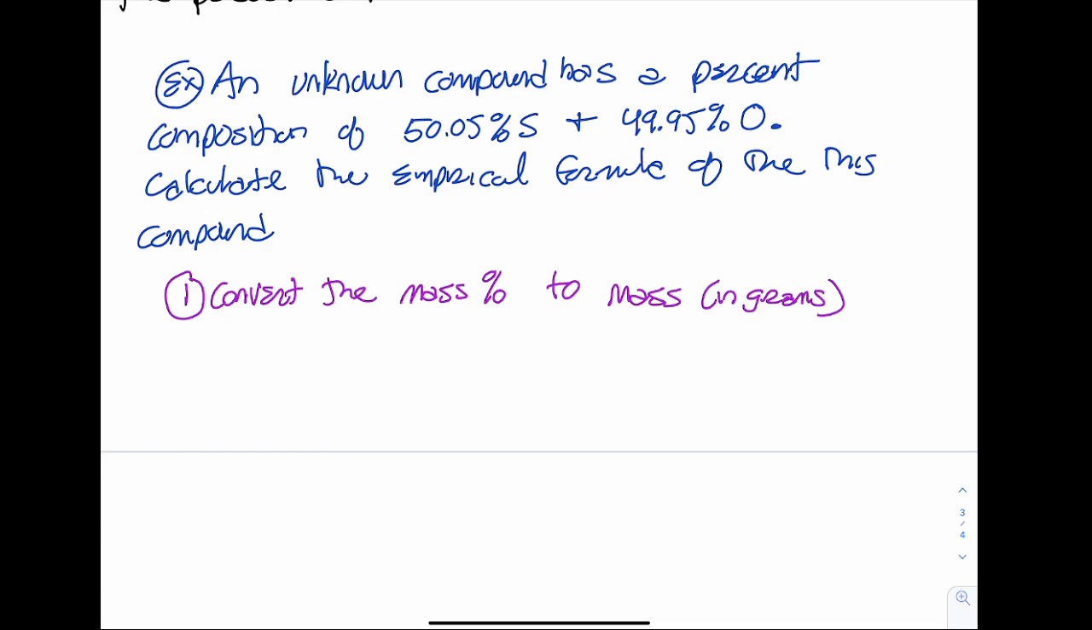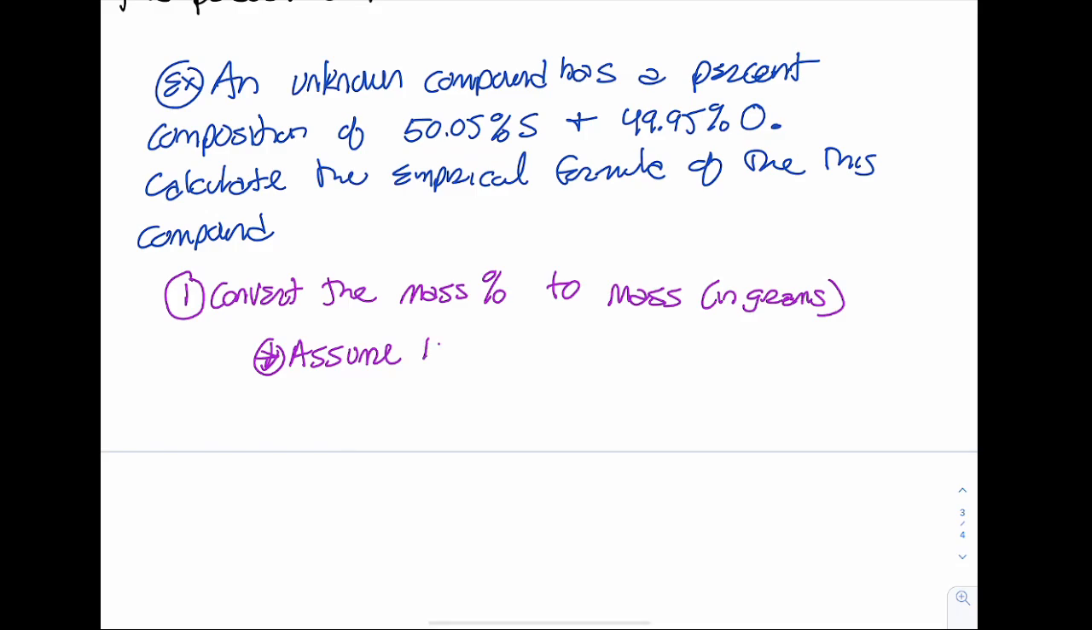If you want to assume a 1 gram sample, then you have 0.5005 grams of sulfur and 0.4995 grams of oxygen. If you want to assume 50 grams, then you have 25.025 grams of sulfur, right? Half of that. However you want to do it is fine, the easiest way. And I always tell students they can assume whatever they want. No one's ever taken me up on it, so I assume you'll just do this too.